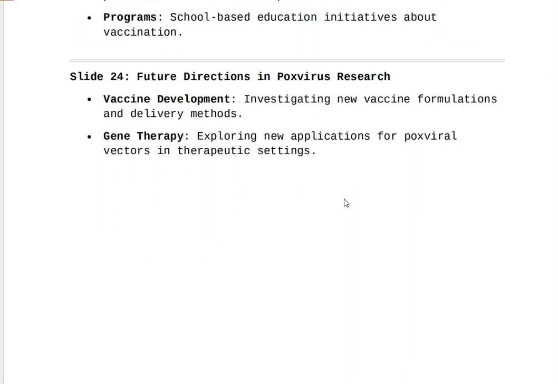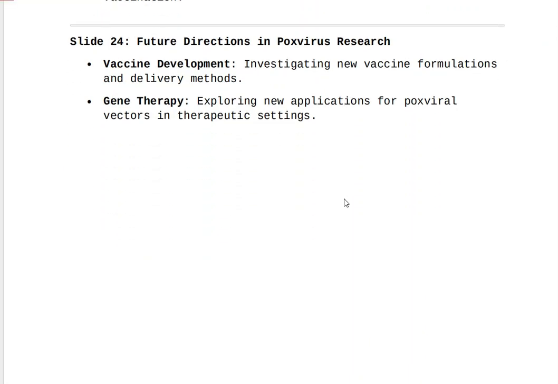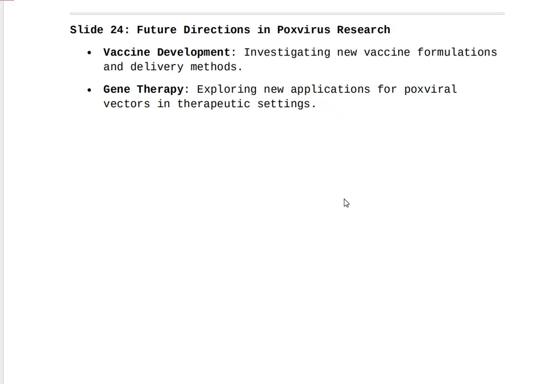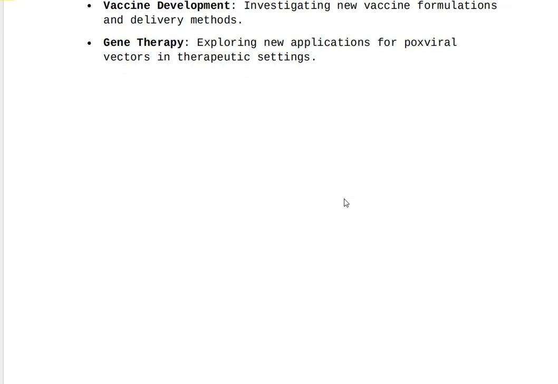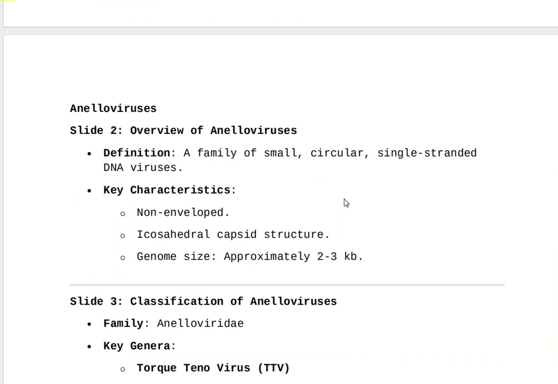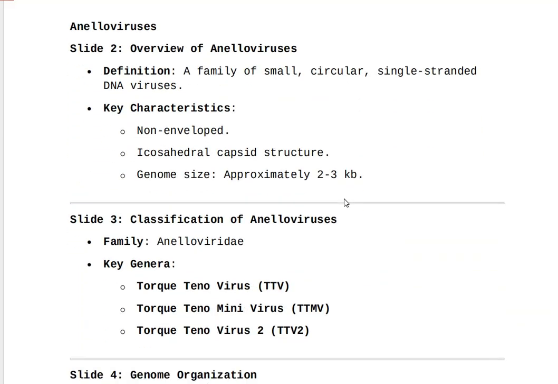Future directions of vaccine development, so investigate new vaccine formulations that may be more effective than the previous ones. Gene therapy, explore new applications, although right now this kind of technology is not really very available in developing countries like the Philippines. Alright, so let's have anelloviruses.